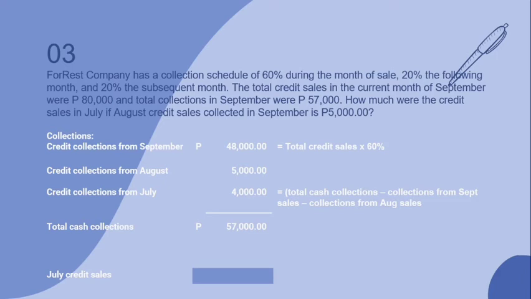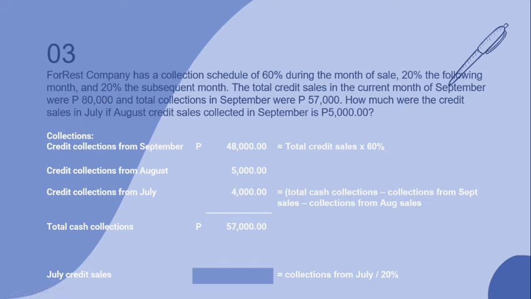Mao na ba ang answer? Dili pa. Okay, ang question: How much were the credit sales in July? So, ang credit sales ang atong pangitaon. Kani is collections from July, kaning 4,000. So, ang atong need makita is ang credit sales in July. Going back sa iyang collection schedule, 60% during month of sale, 20% the following month, and 20% the subsequent month.